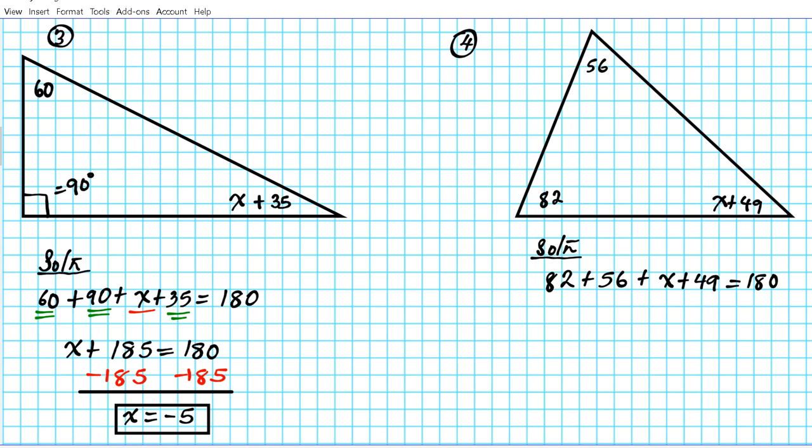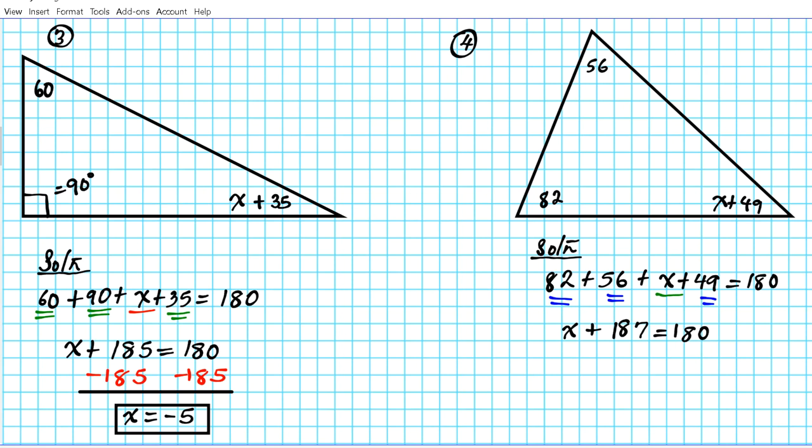So we just have one variable, x in the first degree, and then we're going to add the constants. We're going to add 82 plus 56 plus 49. If we add all that together, that's going to give us 187. So we have 187 is equal to 180.